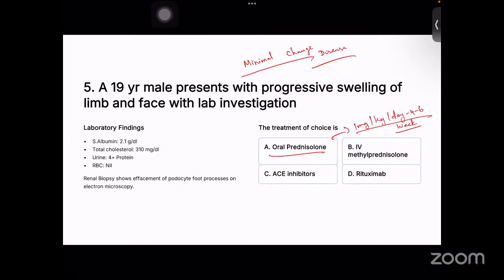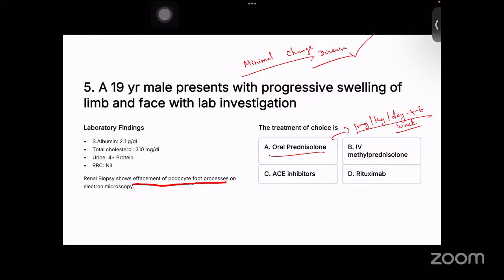Here's where the clue lies, people: effacement of podocyte foot processes. All these things narrow us to minimal change disease. So for minimal change disease, the diagnostic criteria are effacement of foot processes on electron microscopy, serum albumin of less than 3, and proteinuria of more than 3.5 grams a day. And the patient's age: it is the most common nephrotic syndrome in children and young adults. Selective proteinuria is always minimal change disease. So the diagnosis here is minimal change disease.